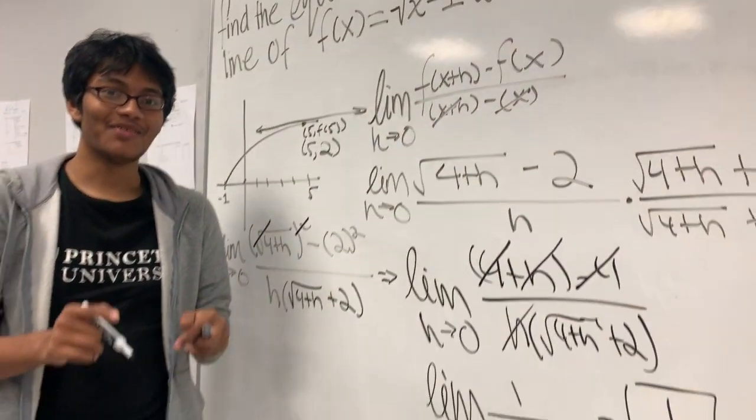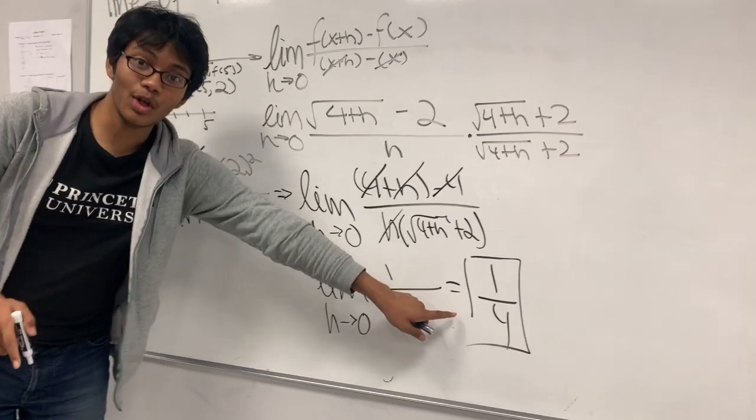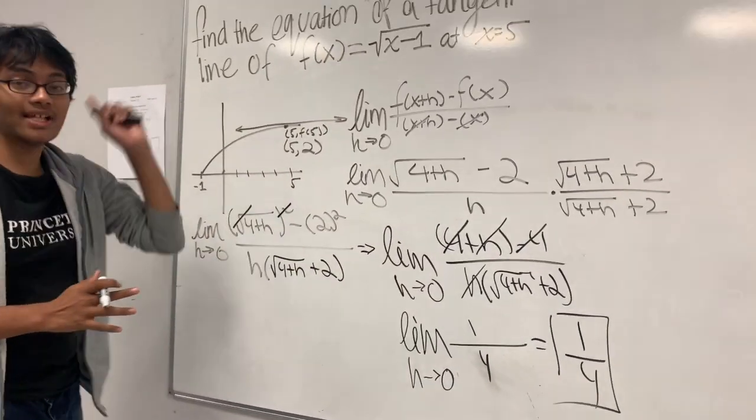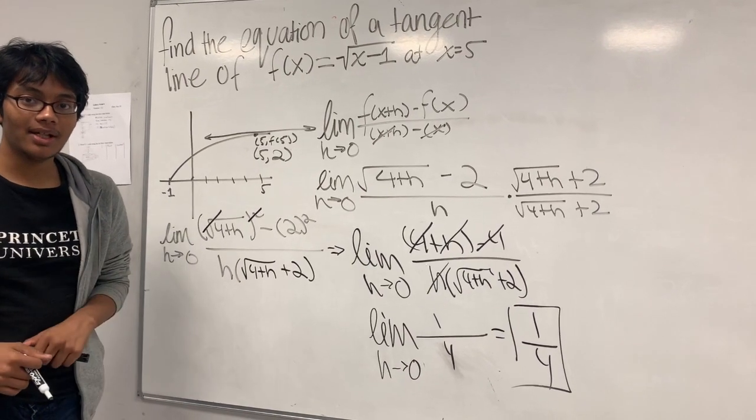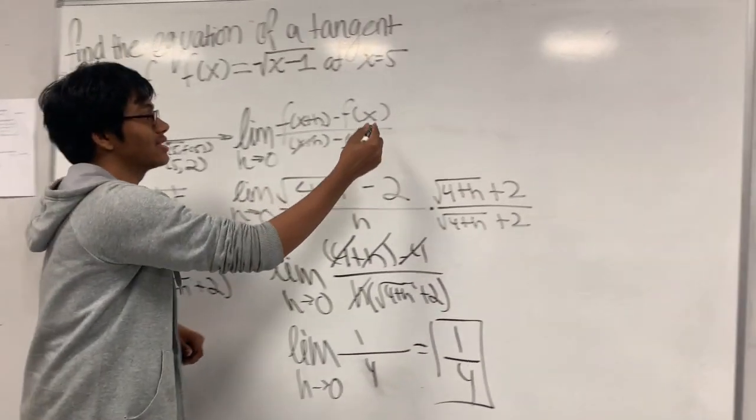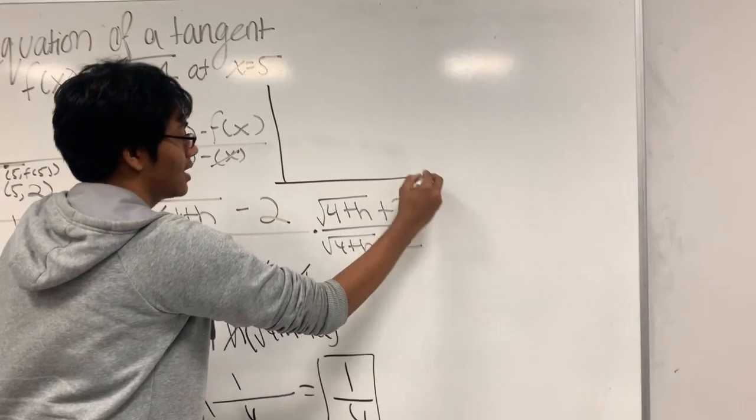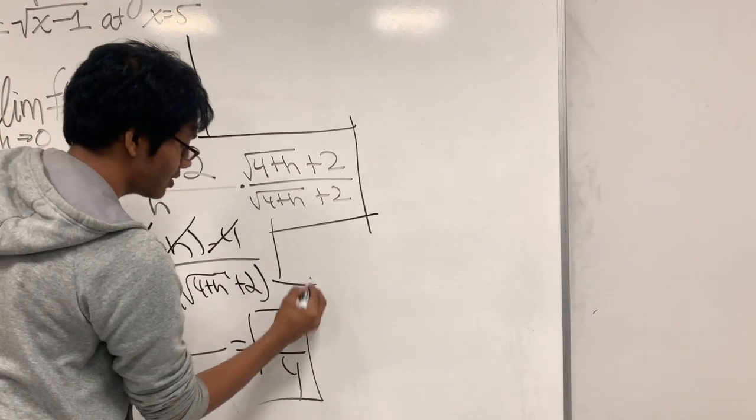But remember that this is actually not the final answer. This is the slope of the tangent line, but we're asked to find the equation of the tangent line. This is a common mistake made by many middle schoolers. So, how do we fix this mistake? Well, it's not a mistake at all. We're just not done with the problem yet.